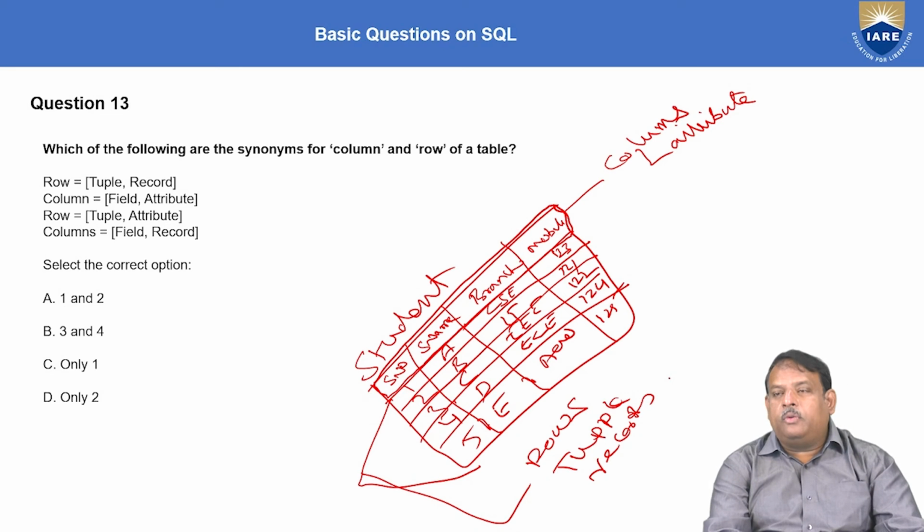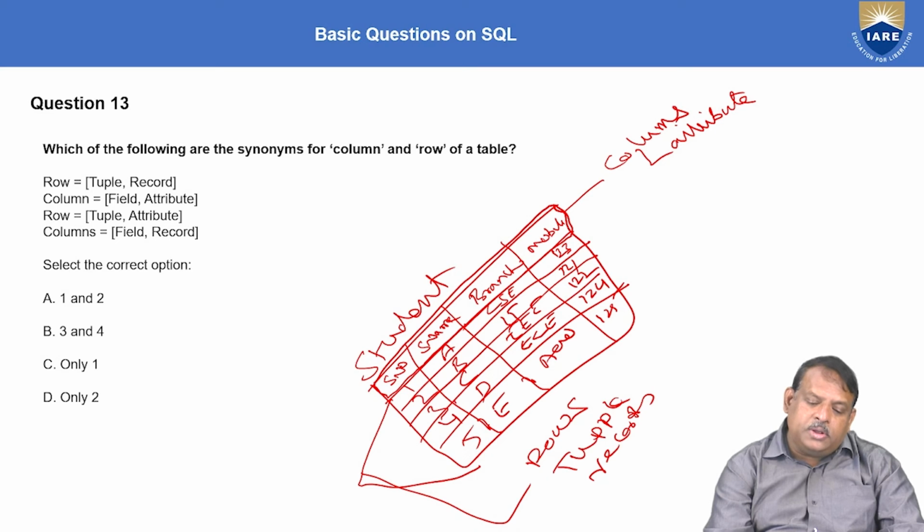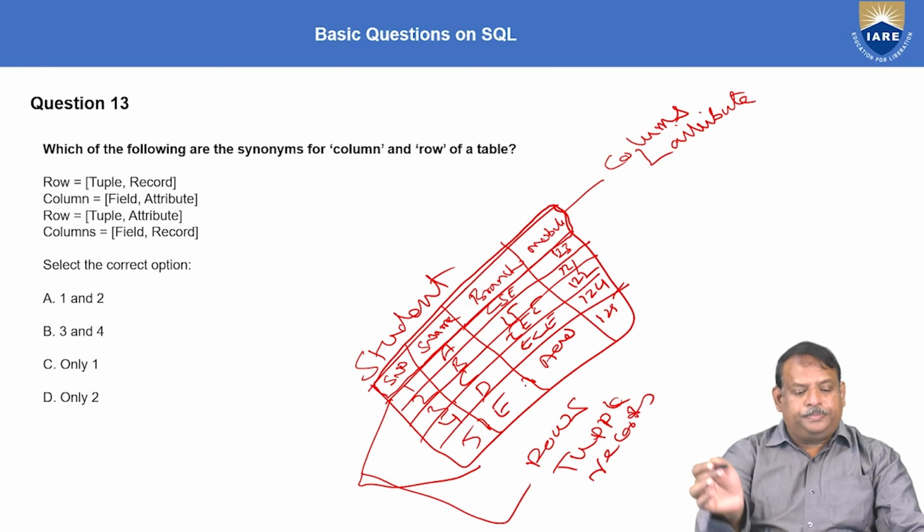A table will consist of rows and columns. By default, when you create a table, it will have only columns. After you insert records, it will have rows. So a table is going to have columns and rows. The columns are the attributes: serial number, student number, S name, branch, and mobile are the column names. 1, 2, 3, 4, 5 are the row numbers.